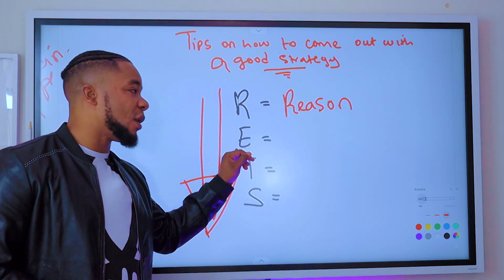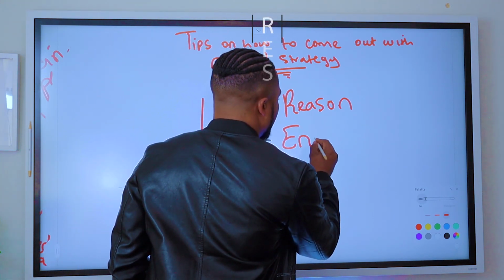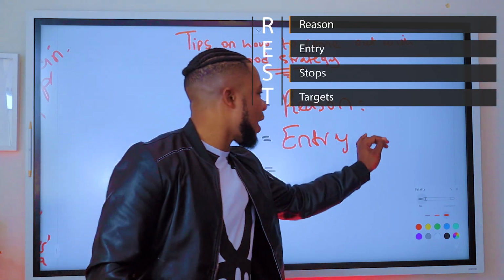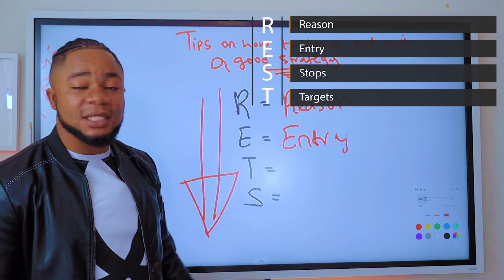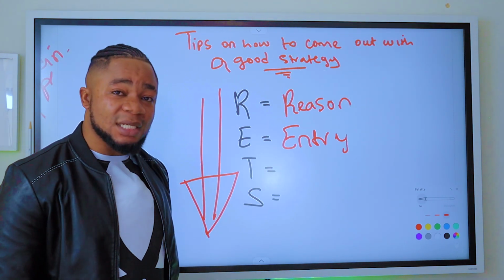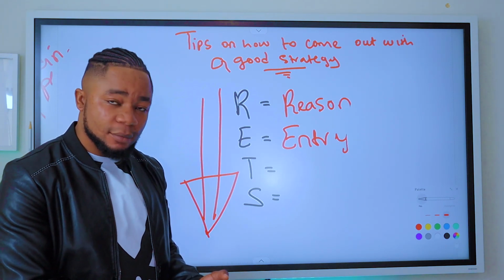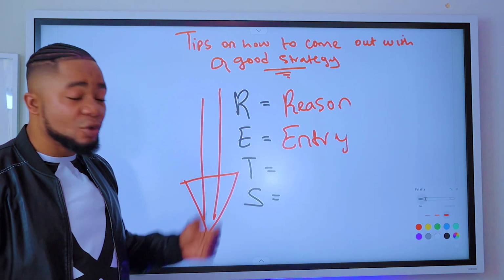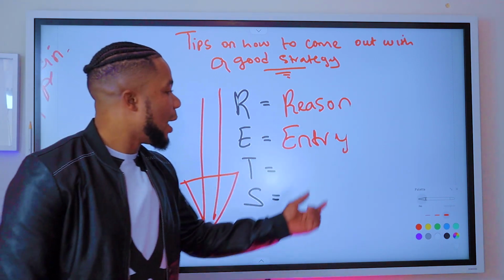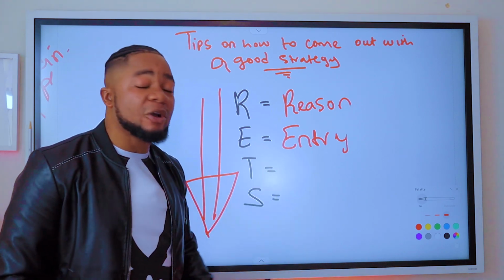The next point on our list is E, which stands for the entry. So after you've had the reason for getting into that trade, how will you get into that trade? Remember, for a good trading strategy, you must know the how and the when you'll be using that particular strategy. So since you already know the reason for using that strategy, how will you enter into that trade? That will tell you your entries.